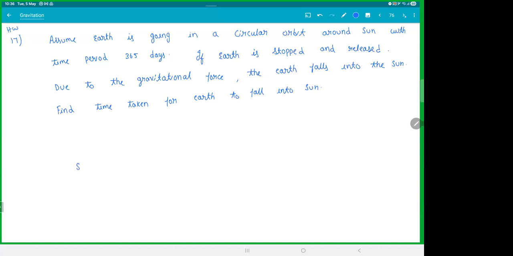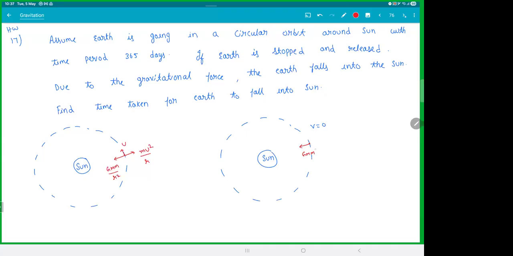Meaning, initially the sun was there, and the Earth was going in a circular orbit. Why is it not falling in? GMm by r square and the centrifugal force balance out, and that's why it didn't fall. Now you made the velocity 0, somehow. We don't know how. The moment you do this, there is only gravitational force. There is no centrifugal force anymore. You will go straight into the sun and you're gone.